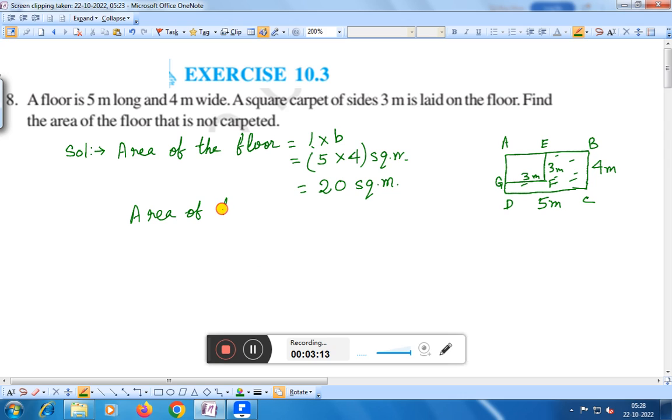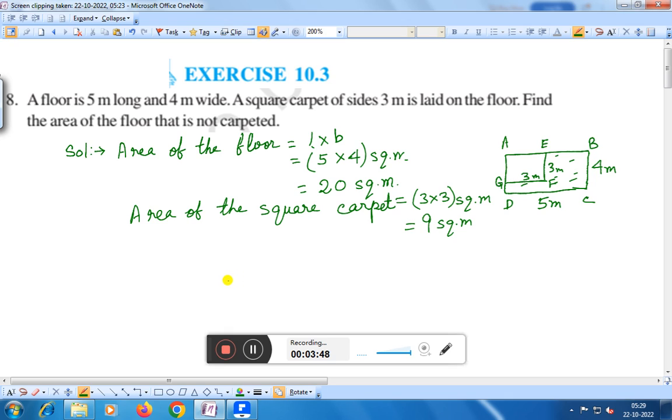Now area of the square carpet is equal to 3 into 3 square meter, right? That is, this is 9 square meters. That is, it is covered by this square carpet.